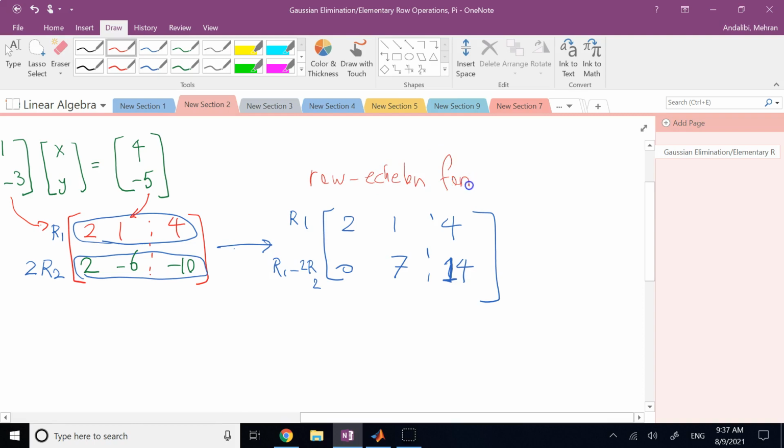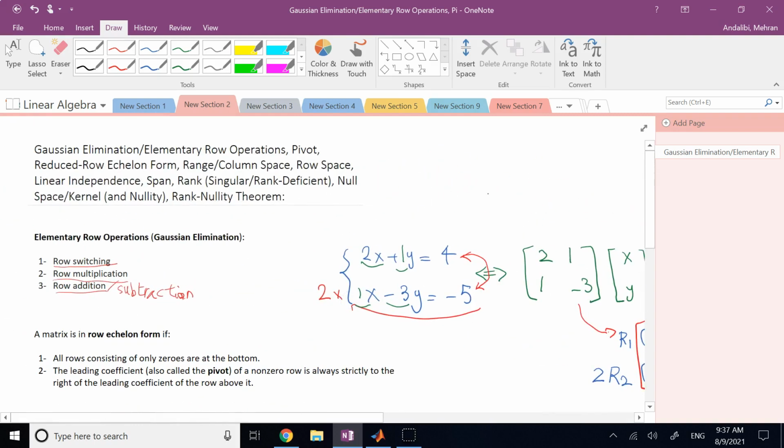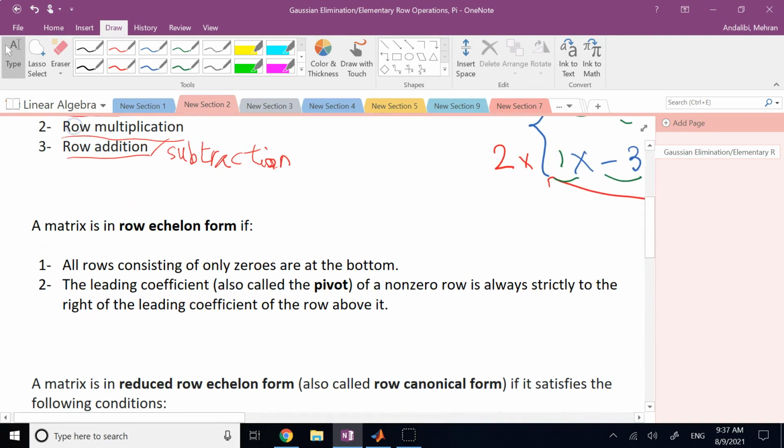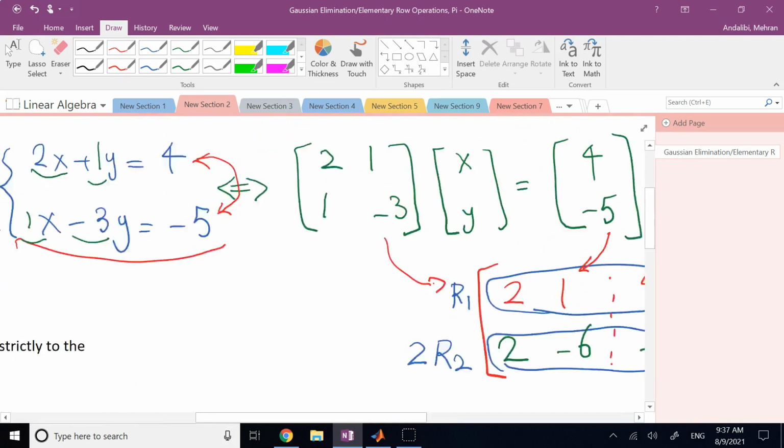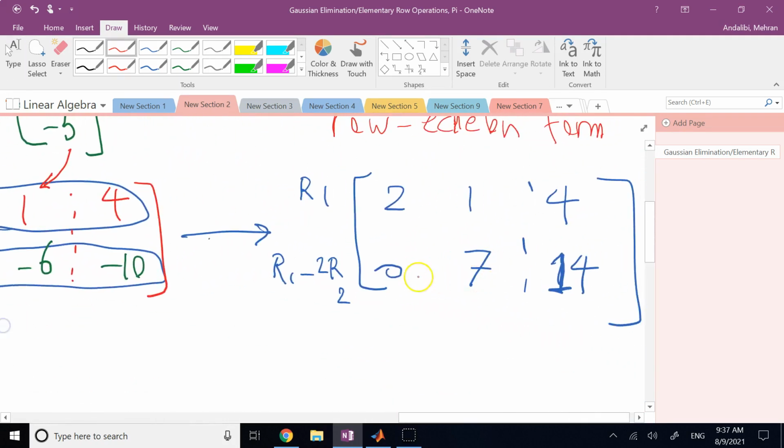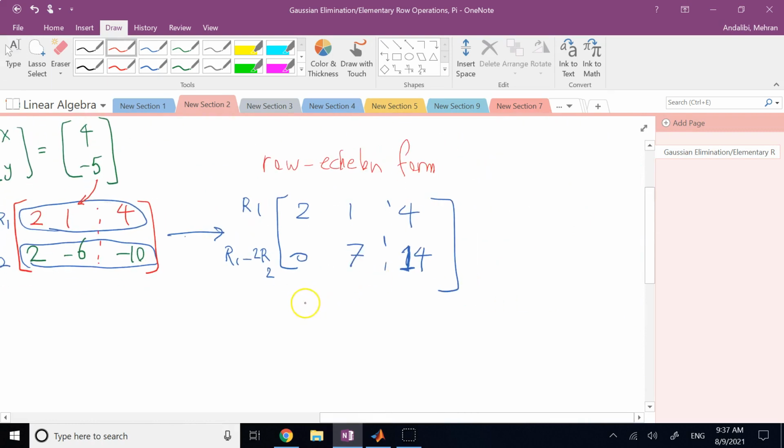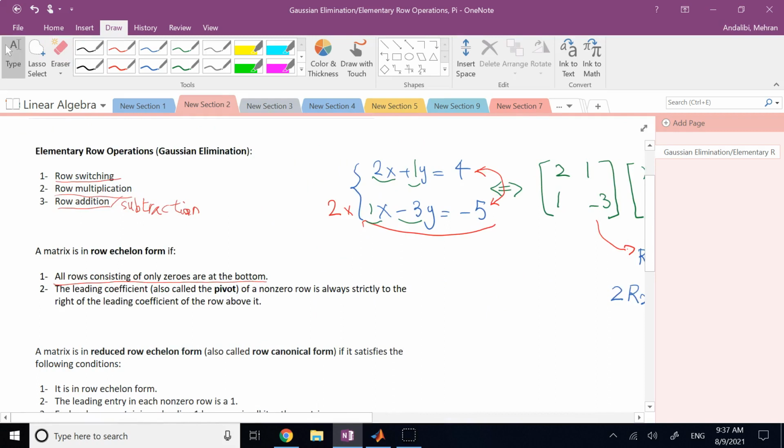Now, what is row-echelon form? In order for a matrix to be in row-echelon form, you need all rows consisting of only zeros to be at the bottom. So if you have a row with all zeros, in this case we don't. In this case, no row is all entries of 0. So if there is such a thing like 0, 0, 0, it has to be at the bottom of this augmented matrix. In this case, we don't. So case 1 is taken care of.